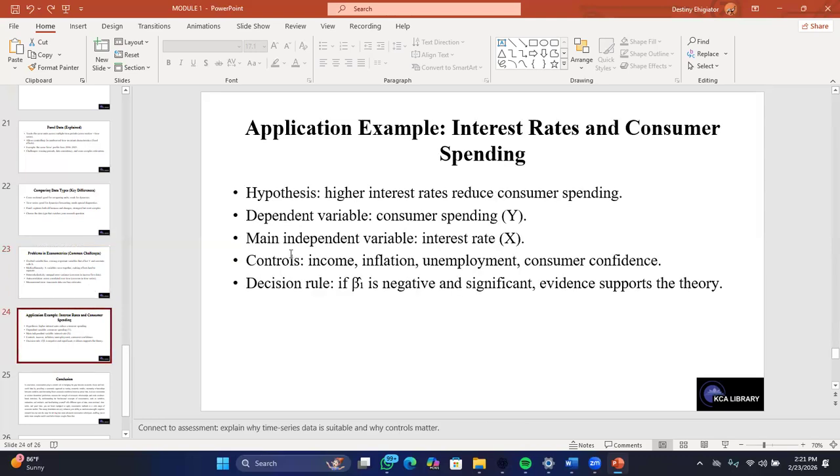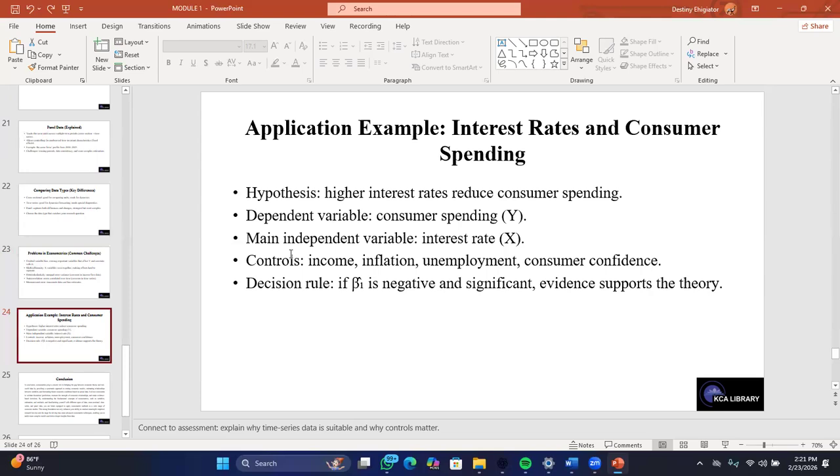Let's look at an application example: interest rates and consumer spending. The hypothesis here is that higher interest rates reduce consumer spending. That means it's an alternate hypothesis, H1. The dependent variable here is consumer spending, because consumer spending depends on interest rates. The main independent variable here is interest rates, X. The controls can be income, inflation, and unemployment. These are control variables that can affect this relationship.